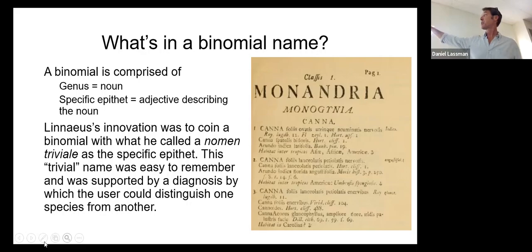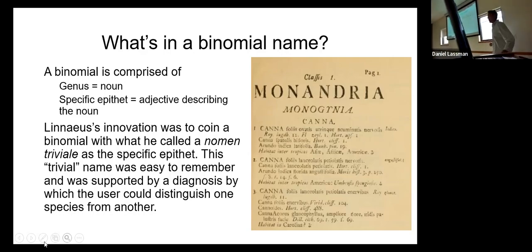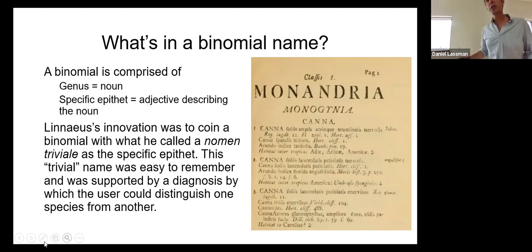He put things into genera. So here's his first page of his book on plants. And the first genus is Canna, which is still Canna. We grow it in our yard. And he had three species in the genus Canna. And each species starts off with Canna because it's in the genus Canna. And that's a noun. And then, point, point, point. In the right margin, he gave each one a trivial name.